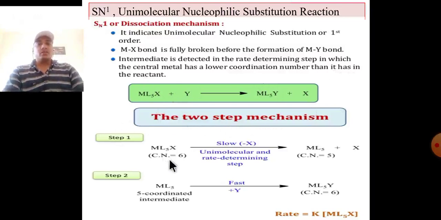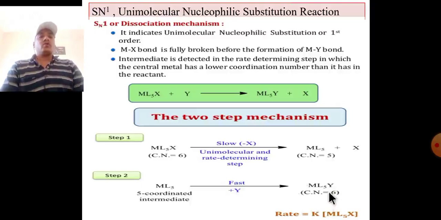In the first step, the 6 coordinated complex undergoes elimination or cleavage of the MX bond, that is the slow step, to convert into a 5 coordinated intermediate. Again, the 5 coordinated intermediate reacts with the incoming ligand Y to form the 6 coordinated complex. Rate is equal to k into ML5X.